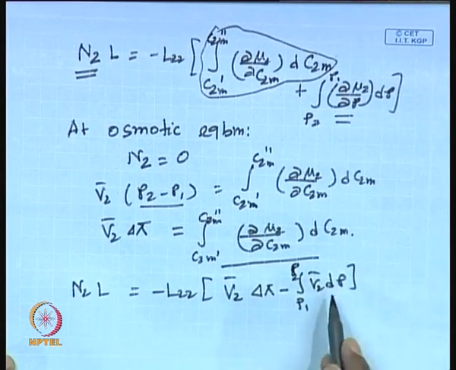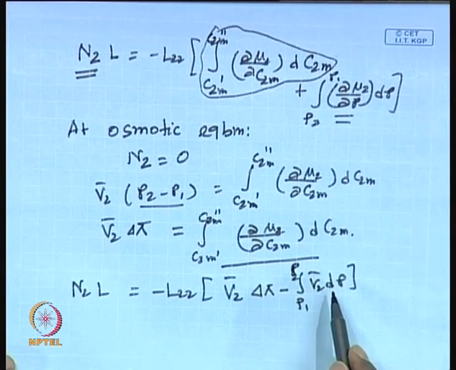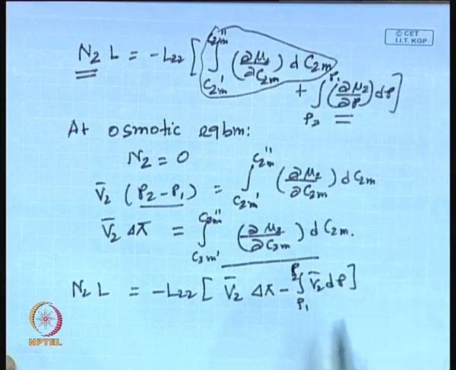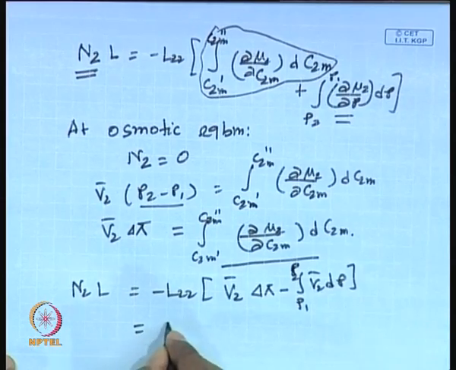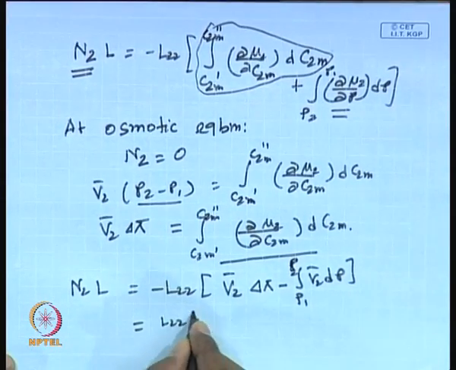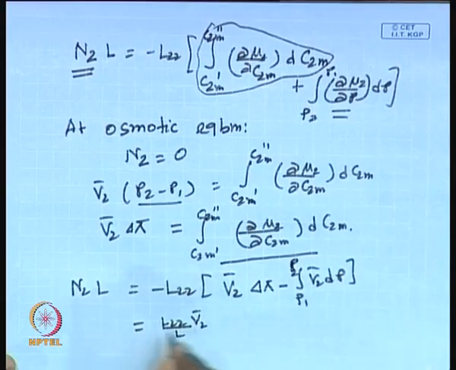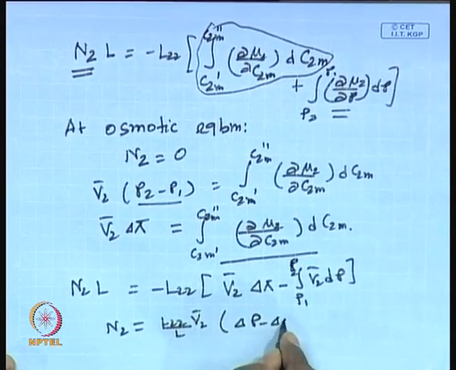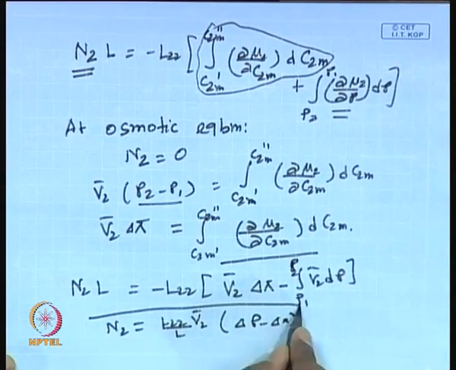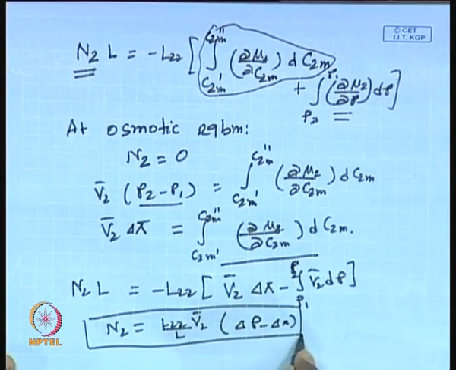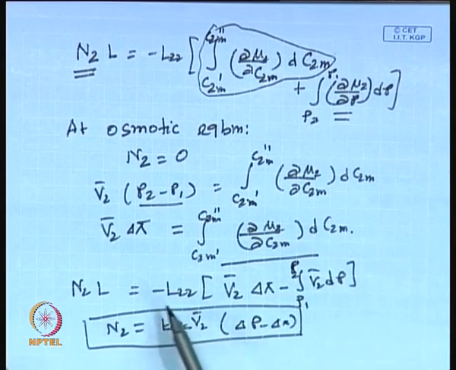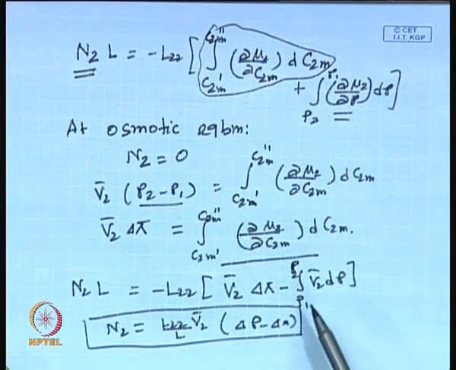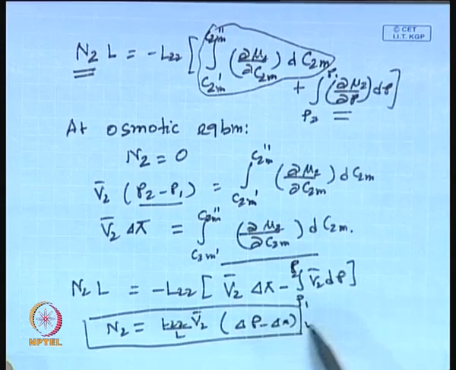Okay. Now, we assume that V2 bar is constant over the pressure range P1 to P2. So, it becomes L22 V2 bar divided by L, and N2 becomes nothing but delta P minus delta pi. Here we have just inserted, so with an algebraic manipulation you will be getting this expression.